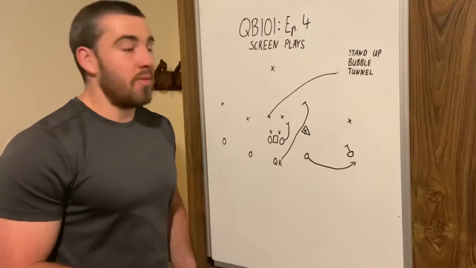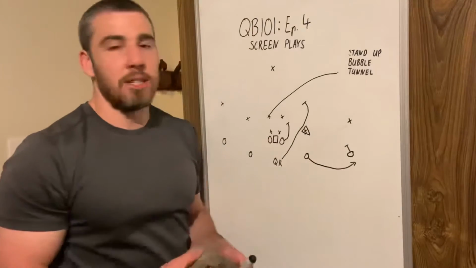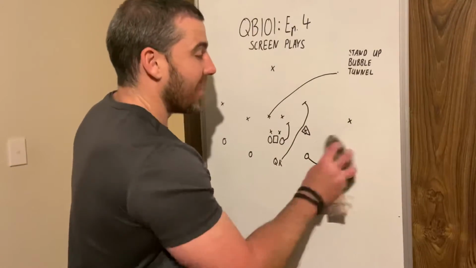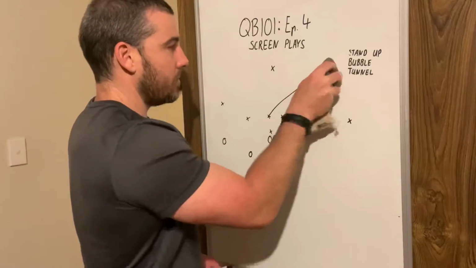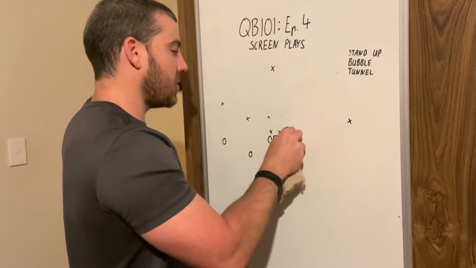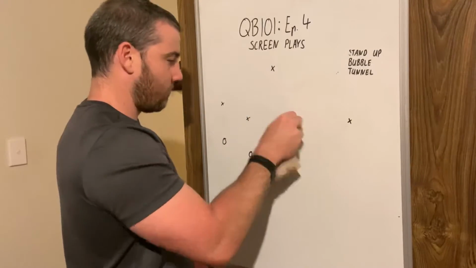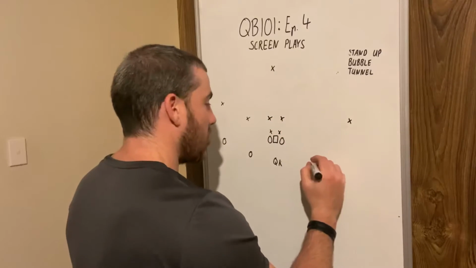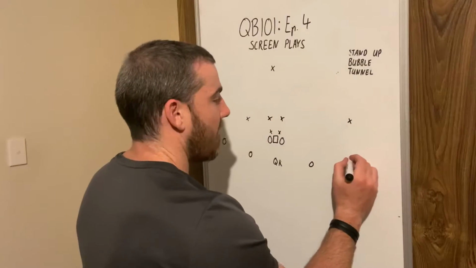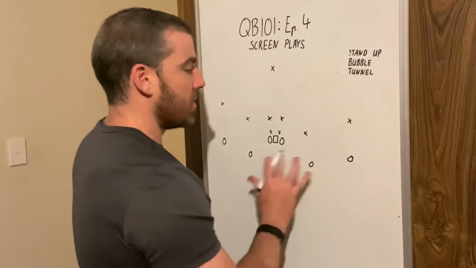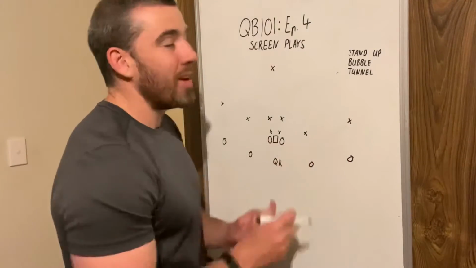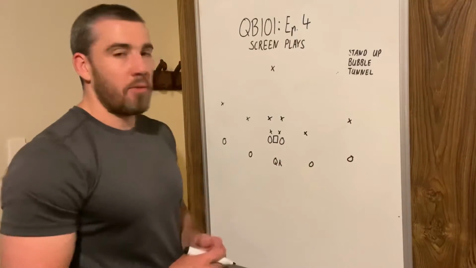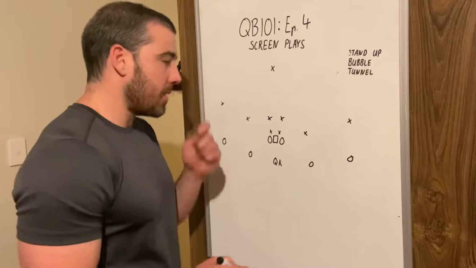The blocking is very much so similar to stand-up. So the last one that we're going to talk about is going to be our tunnel screen. This one is a little bit different. It also works a little bit better when we're in trips. So if we have 3 receivers out to one side, but we can still run this concept from 2 by 2. All right, so let's run through it really quickly.